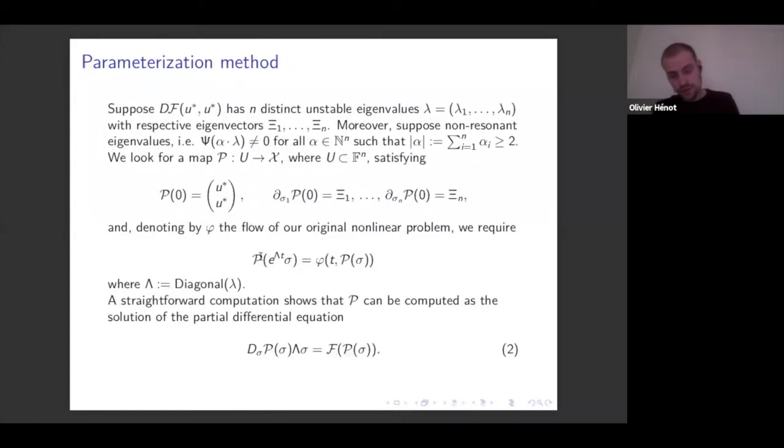If you derive this and evaluate at 0, you see that P must satisfy, in fact, a partial differential equation, which is equation 2 here. This is not so convenient to solve as of yet. So we're going to work a little bit more to find something that is computational.